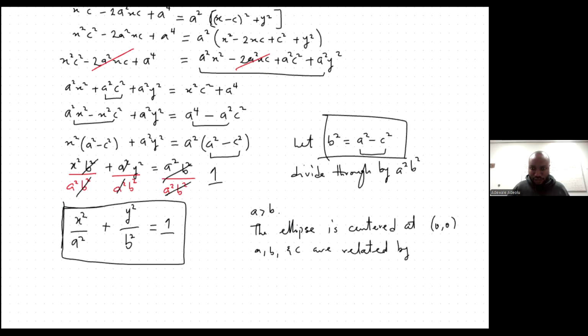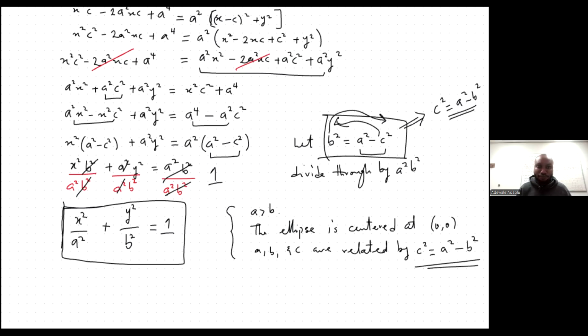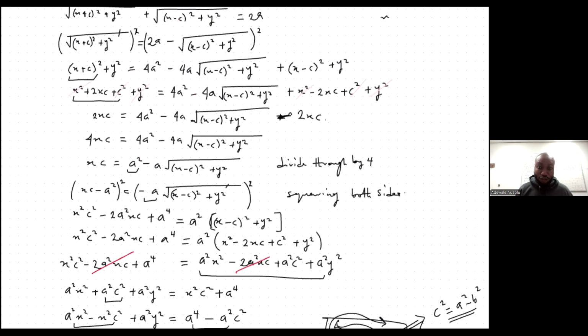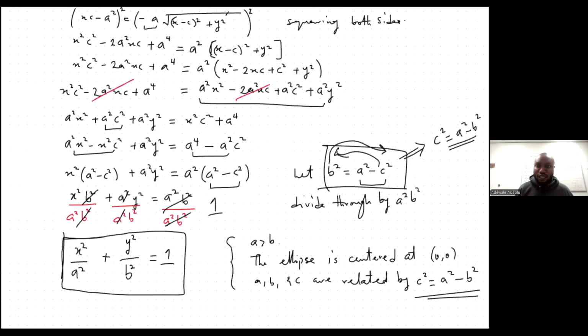I can actually call it, let me rewrite this. I can write this as C squared equals A squared minus B squared. Just move this to the other side and move this to this side. So I want A and B to be together. So C squared equals A squared minus B squared. So all of these will be very important in our subsequent work. So I hope this makes sense to you. If not, just take your time to work it out just for your personal consumption.